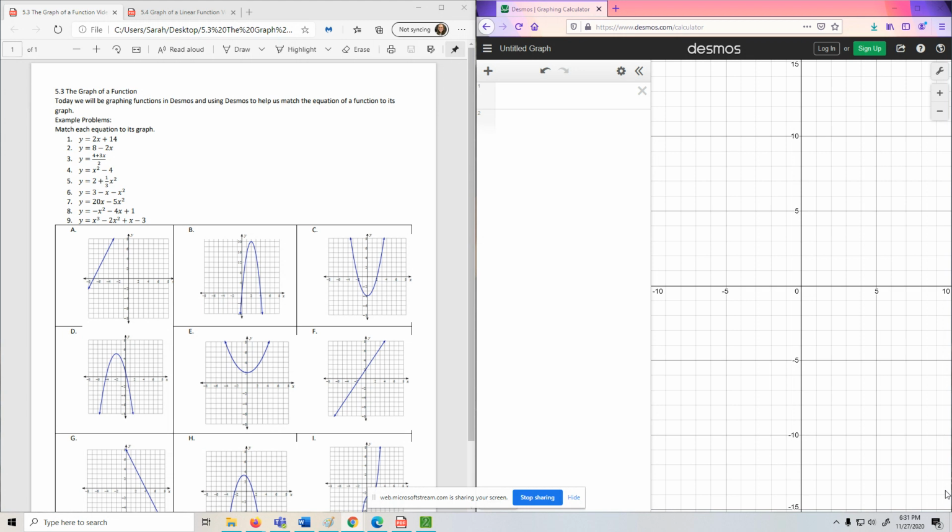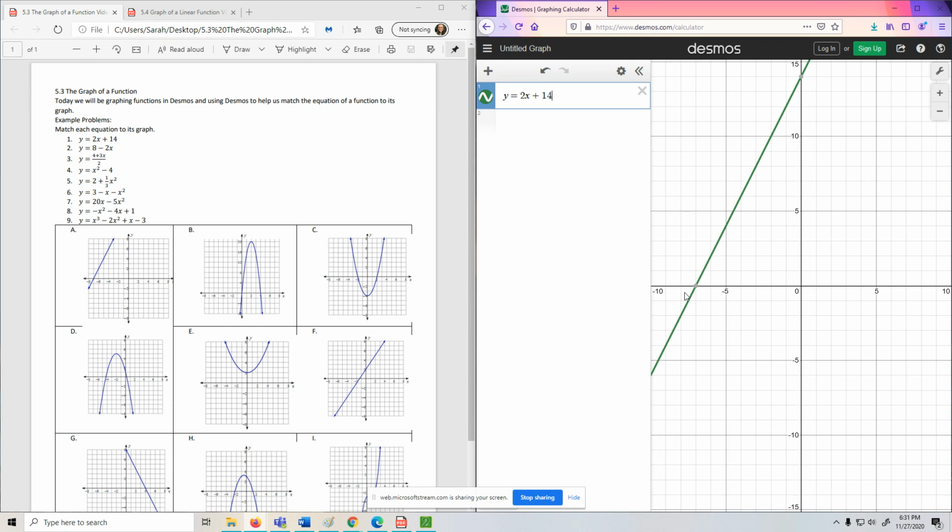To graph an equation in Desmos, you just type in exactly what you see. So I'm going to walk you through this with each of these. Our goal for today is to take each of these equations and match them up to the graph that matches with that equation. So for number one, I go into Desmos. In the box, I'm going to type in exactly what I see. Y equals 2x plus 14. And it will kind of move around on you as you're graphing. Wait until the graph is completely finished before you decide which graph you're looking at.